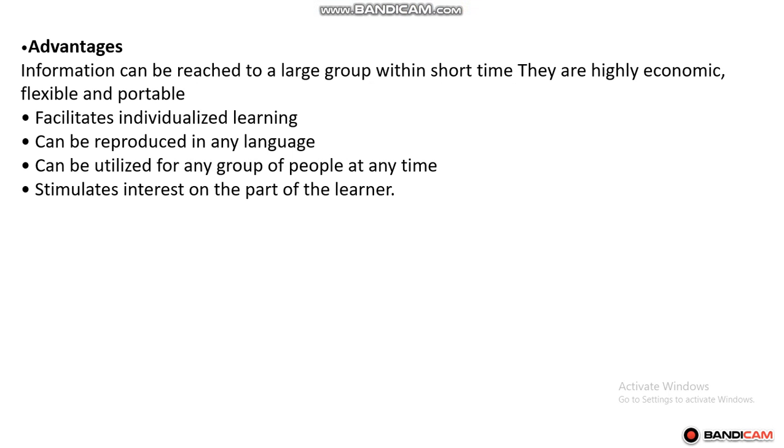So what are the advantages of these kinds of print media? The information can reach a large group within a short time. They are highly economic, flexible and portable. So you can take it home or wherever you go, you can take it with you. As it is very economical and cheap, a huge amount can be supplied to a community. So a large group can be accessed in a very short period of time.